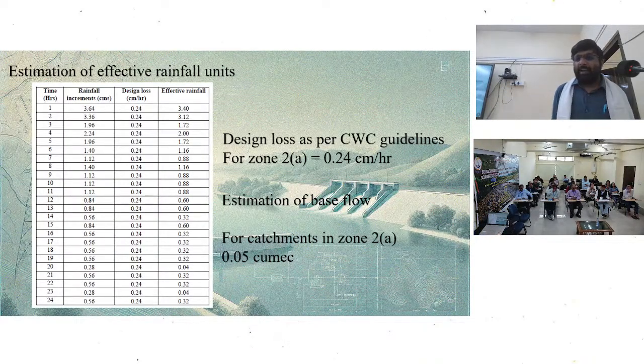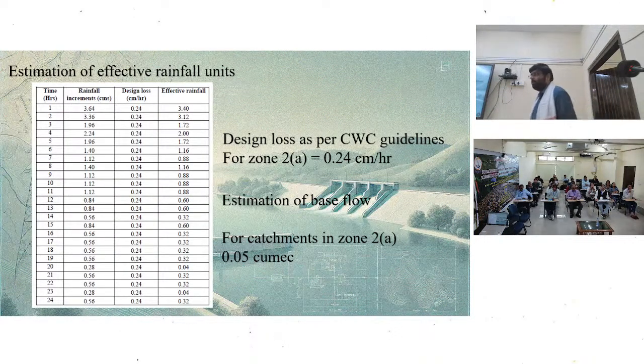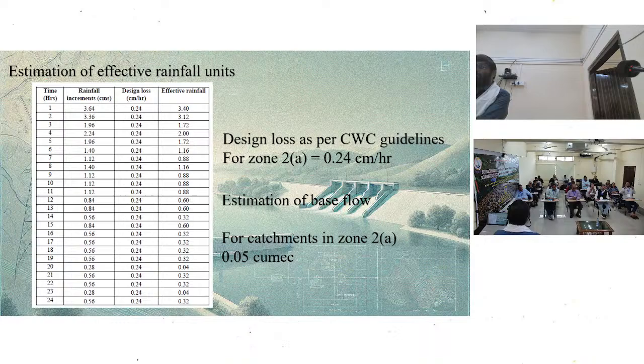So once we have that, because we are calculating runoff, we have to take into account the amount of losses. One is the design loss. As per CWC guideline for zone 2A, it has been fixed at 0.24 centimeter per hour. Now for estimation of base flow, again because we don't have any value for it, for zone 2A it has been fixed at 0.05.